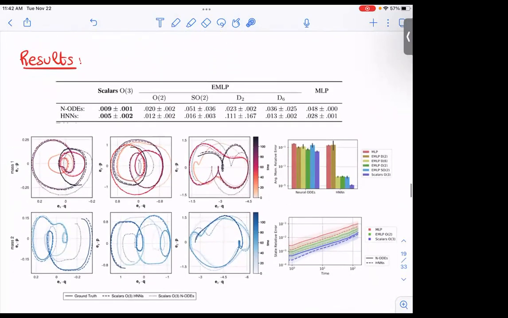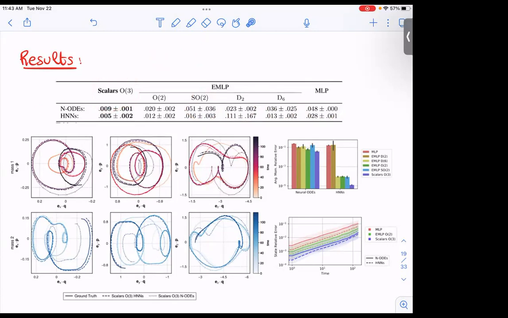And the result is what you would expect. This toy example shows that the more symmetries that you impose on your system, the smaller the error becomes. From here to here, in this direction, here there are no symmetries, and here there are small discrete groups. This is the rotation with respect to the XY plane. This is rotation and reflection, and these are the full O3 symmetry.